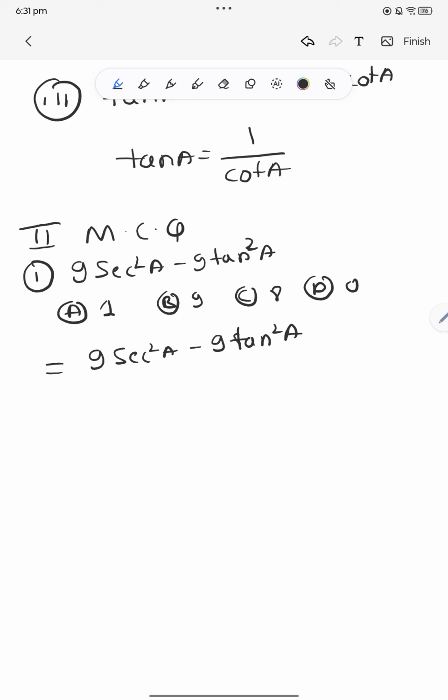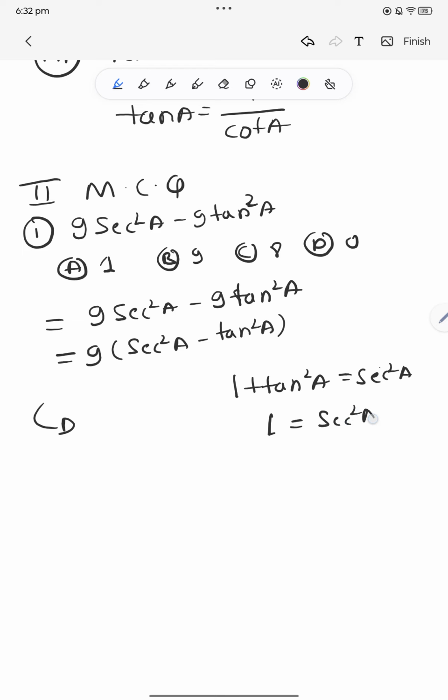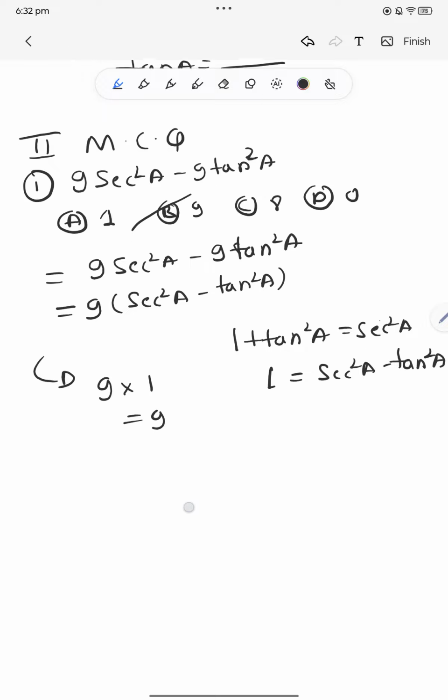See here. What is the second formula? 1 plus tan square A is equal to secant square A. Here you can take 9 common. So what is left? Secant square A minus tan square A. Now from this, send the tan to that side. What will become? 1 is equal to secant square A minus tan square A. So secant square A minus tan square A is equal to 1. So 1 into 9 is equal to 9. So our option is B.